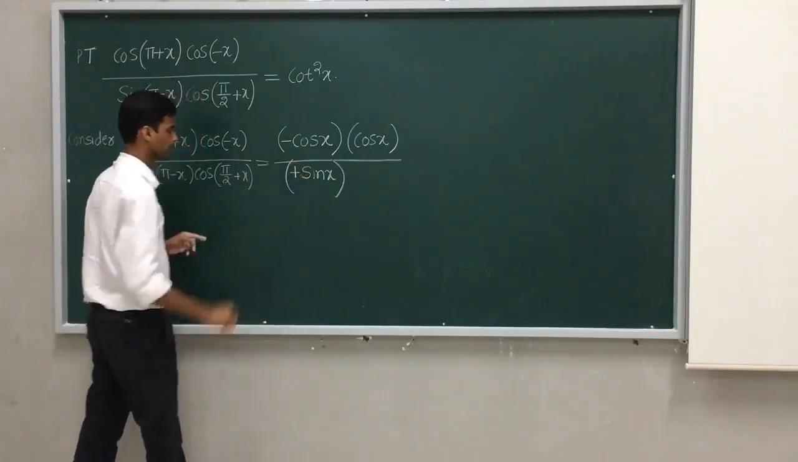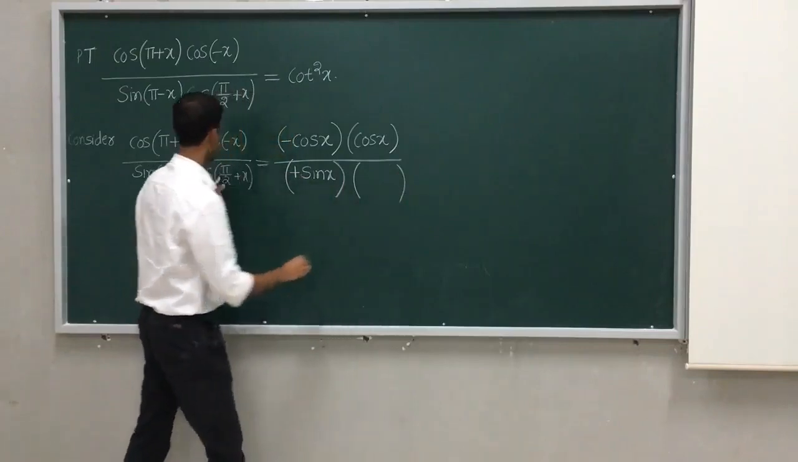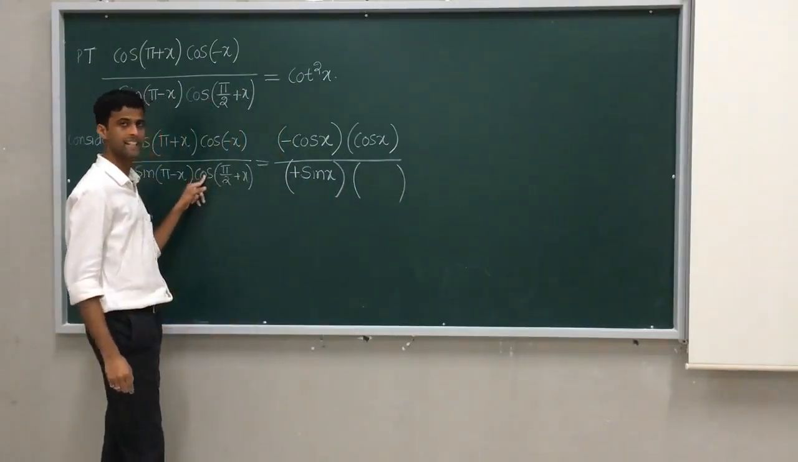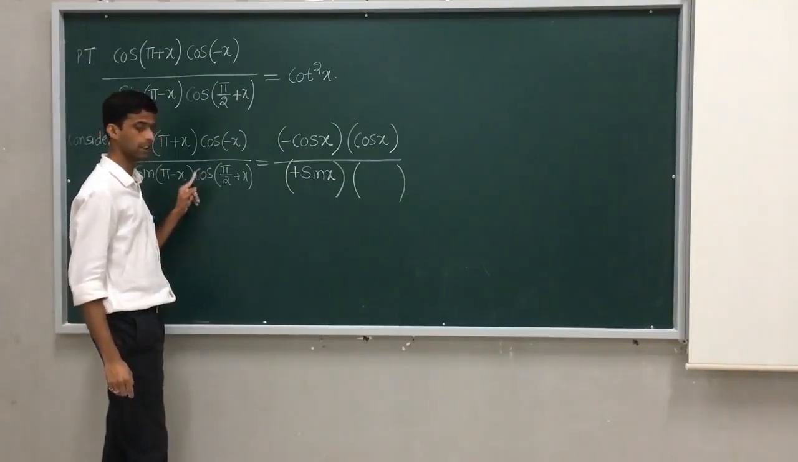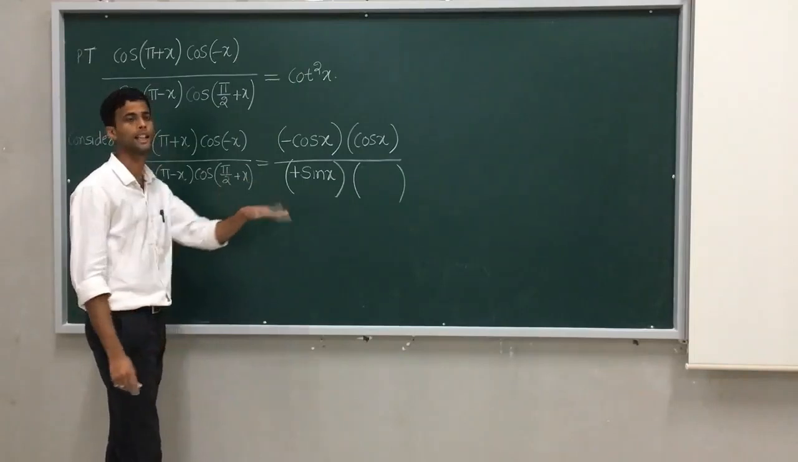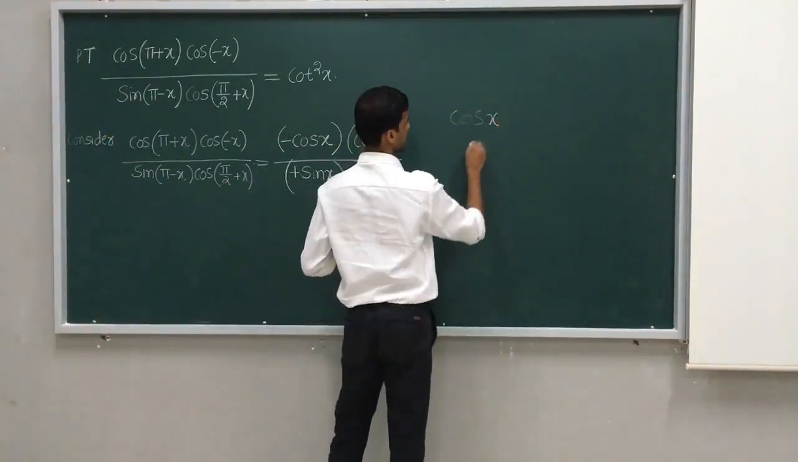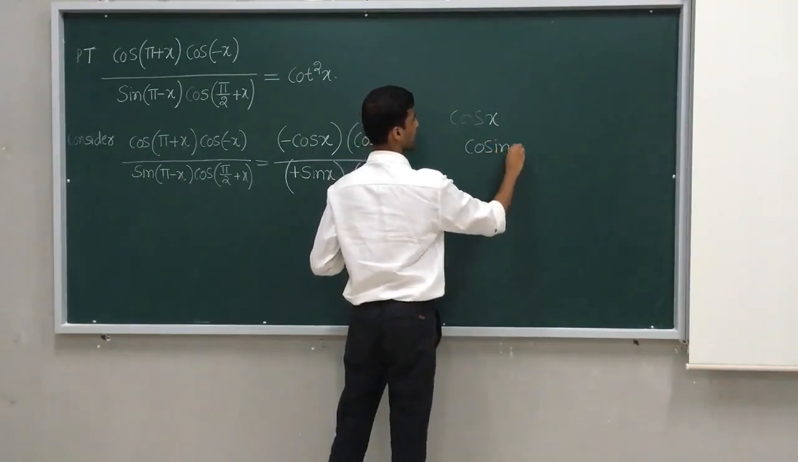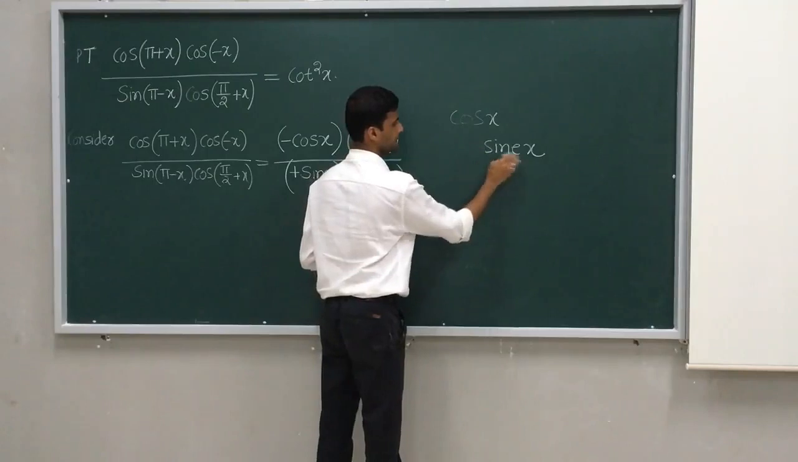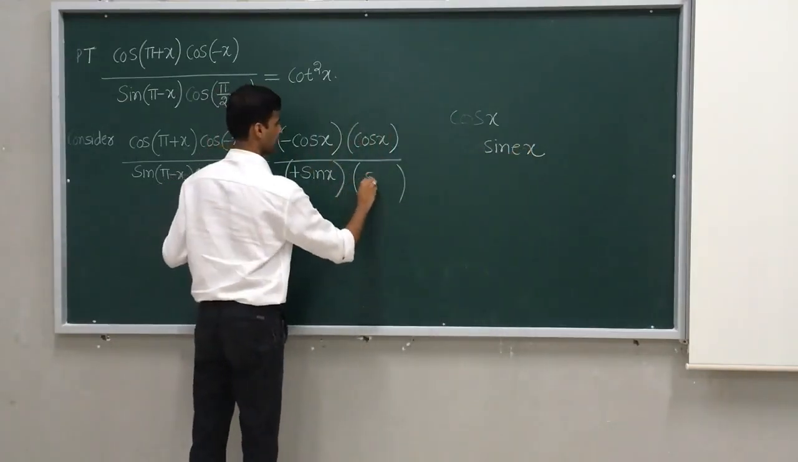Plus. Come to cos of 90 plus x. 90 plus x means 1 into 90. 1 is odd. Odd means function will change to co-function. What is the co of cos? Already it is cosine. Remove co, it becomes sine. So I told remove co, it becomes sin x. So therefore it's a sin x.